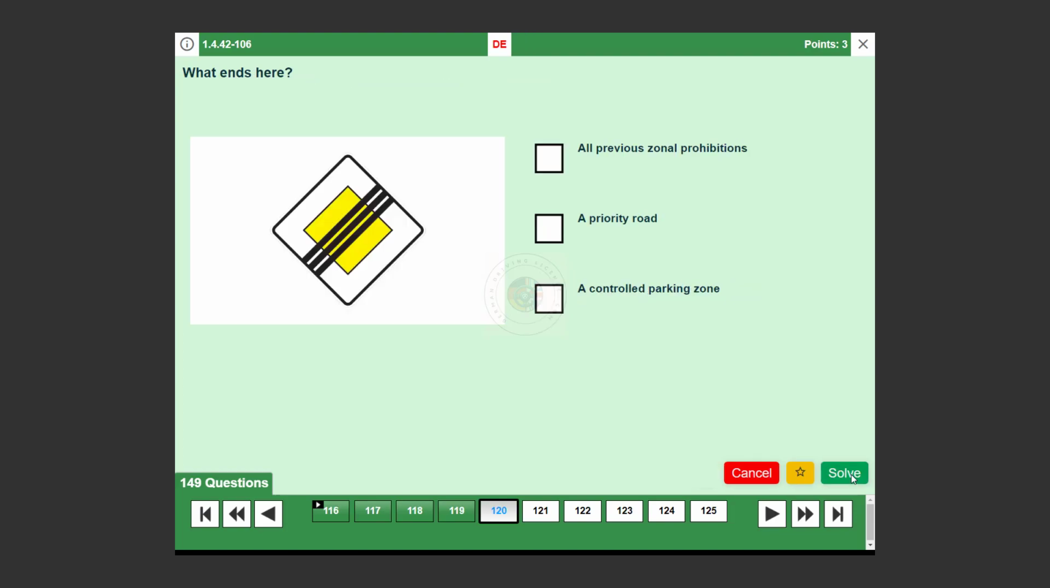Question number 120. What ends here? All previous zonal prohibitions. False. The sign does not indicate an end to all zonal prohibitions. A priority road. True. The traffic sign marks the end of the priority road. A controlled parking zone. False. This option is unrelated to the sign's meaning.